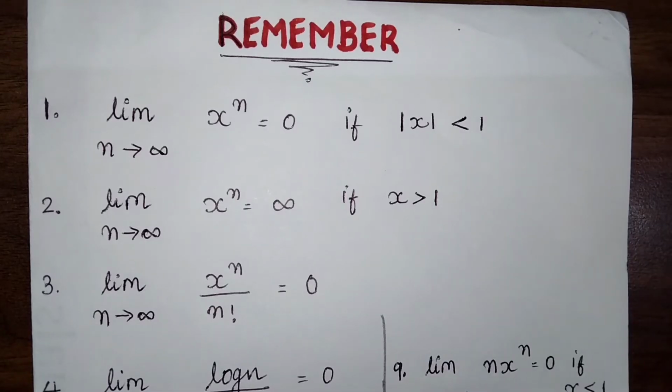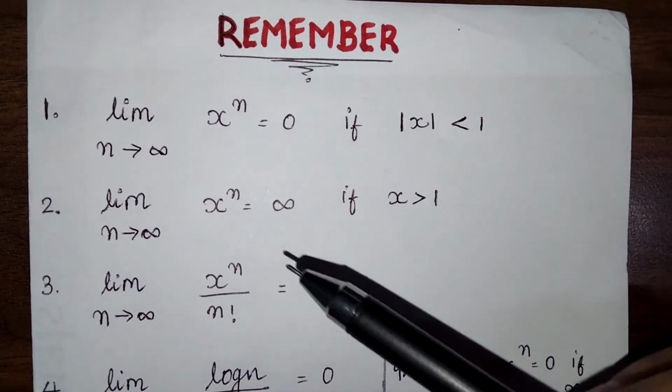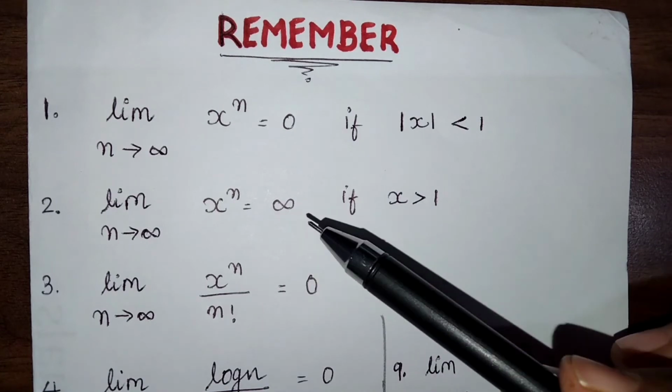Now these are some formulas which you have to remember, and they will be helpful to you when you solve examples. Okay, so the first one is whenever limit n tends to infinity, x raised to n is given, and if x is less than 1, then its answer is always 0. But if x is greater than 1, then x raised to n will be infinity.